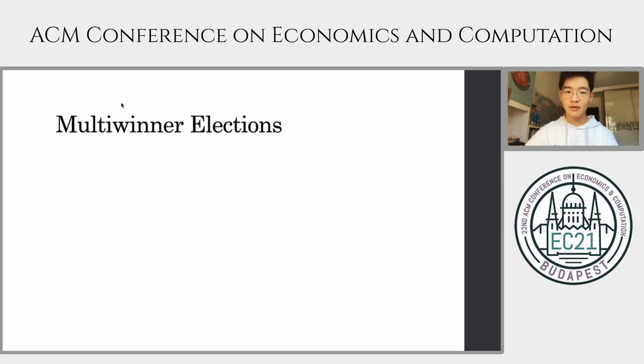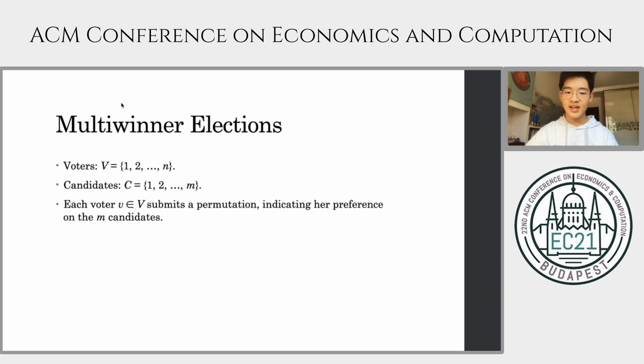To begin with, I will first introduce the concept of a multiwinner election. Essentially, there is a set of n voters, a set of m candidates, and each voter submits a permutation of the m candidates, indicating her preference. Now our goal is to find a set of k candidates out of them, and we call this set of k candidates a committee.